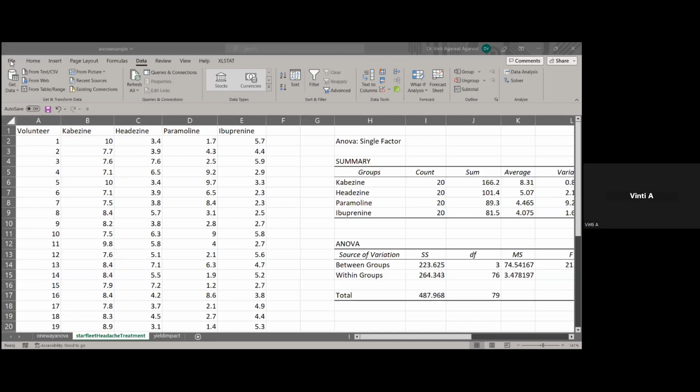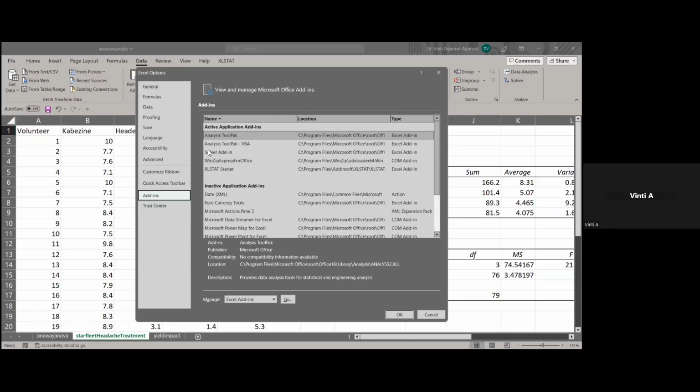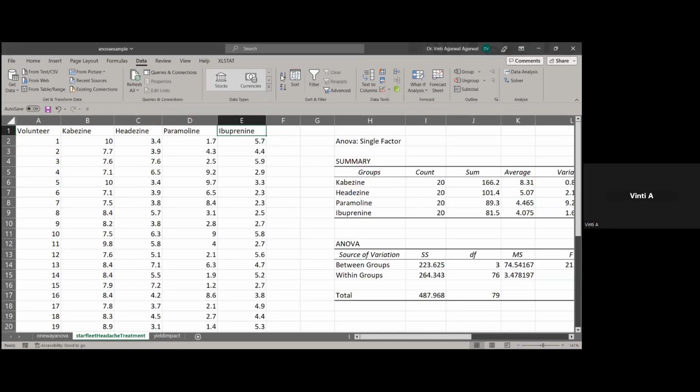Have you managed to do it? No, waiting. I'll share my screen again. Okay, go to File. Go to Options, go to Add-ins, and click on the first one. And then just press OK. So what you will find once you click on this, on the Data menu, you will find something called Data Analysis out here.